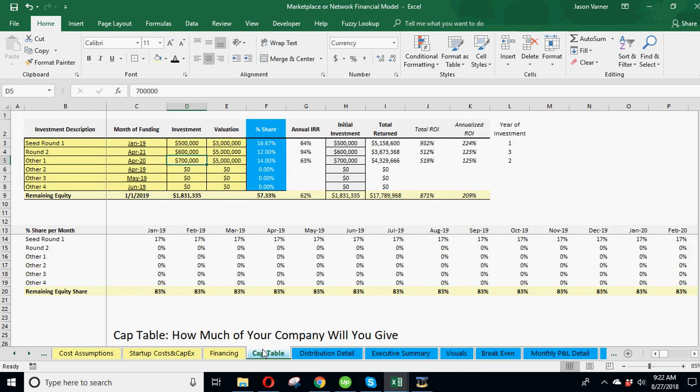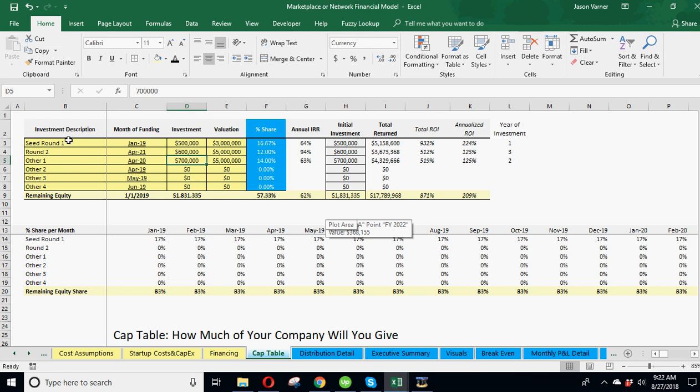Here's our cap table. Now the cap table is brand new. I haven't tried to do this in a model because I thought it was too complex and too hard to track, since I've got these models being very dynamic on a monthly basis, and it's just hard to do. So this probably took me, I don't know, 3 or 4 hours to accomplish.